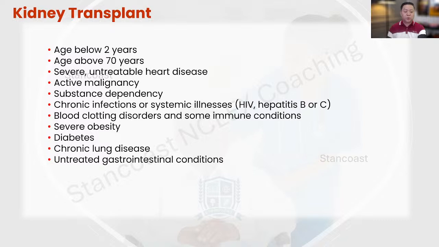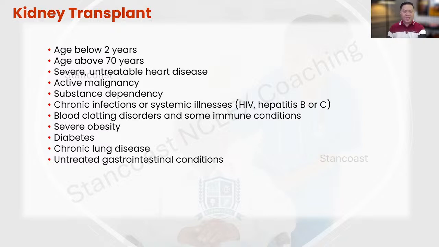Now, there are also chronic infections or systemic diseases like HIV, hepatitis B or C. These conditions are actually going to weaken the person's immune system. And so balancing the need to prevent organ rejection with the risk of infections becomes really challenging for these people, because they already have a pre-existing immune suppression, plus the suppression of the immune system that will be caused by the medication. Then this will cause a whole lot of major issues for them.